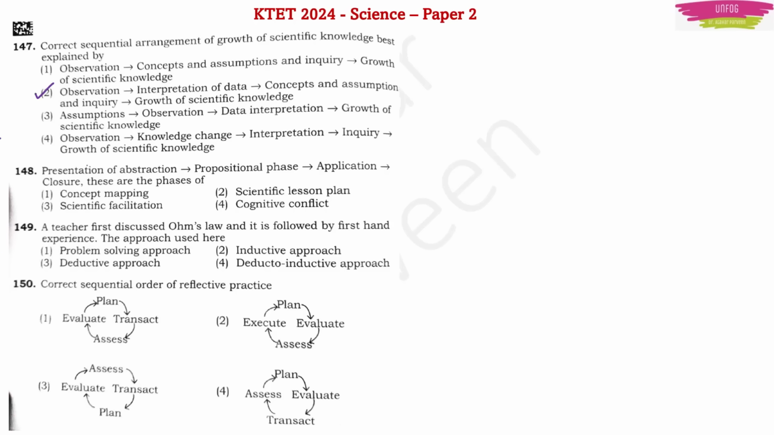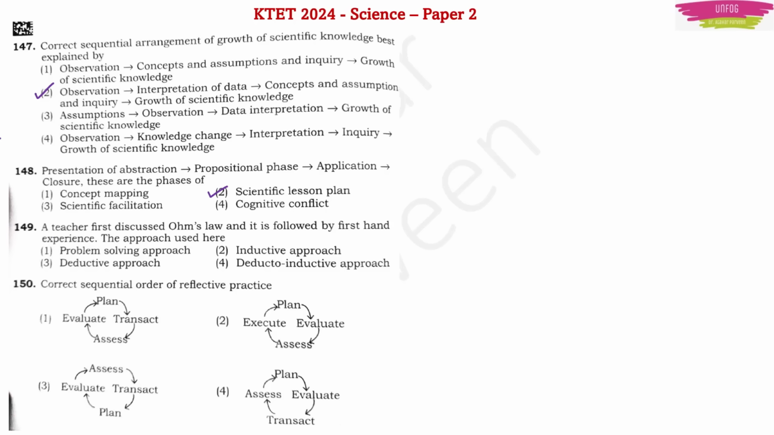Okay. Next question. Presentation of abstraction, propositional phase, application, closure. These are the phases of a scientific lesson plan. Okay, in a scientific lesson plan, firstly the abstract will come. So if you see abstract, it should be a scientific lesson plan.